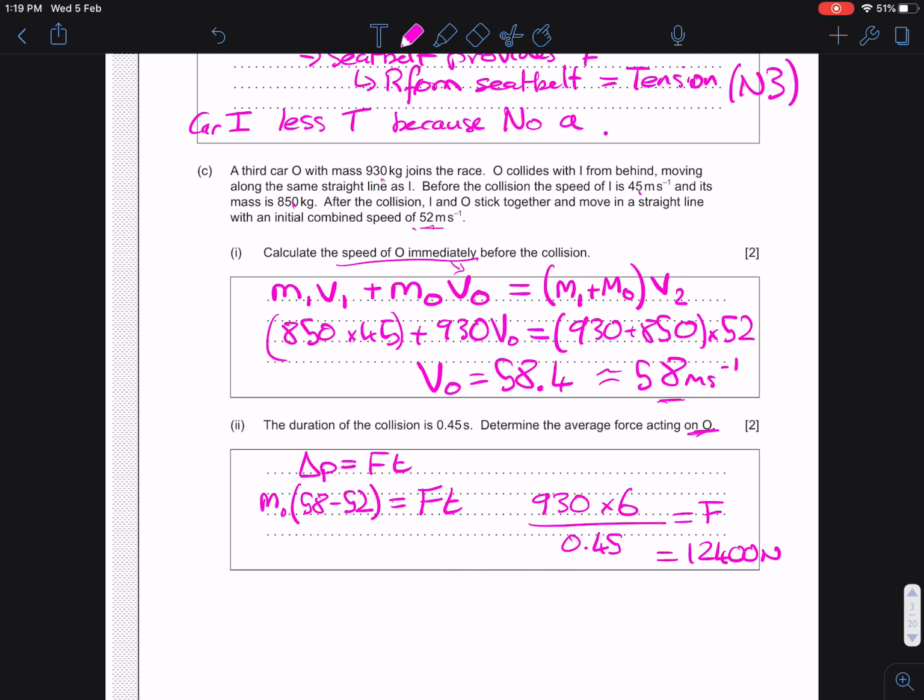12,400 newtons. Or if you've used 58.4 here instead of 58 here, then that will give you 13,200 newtons. Both of those are accepted answers.